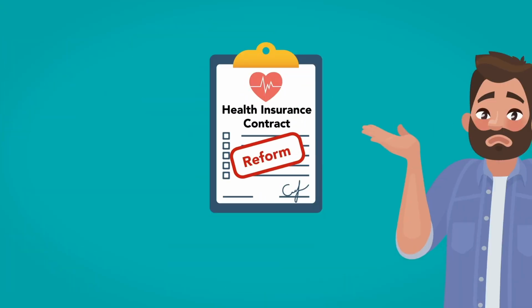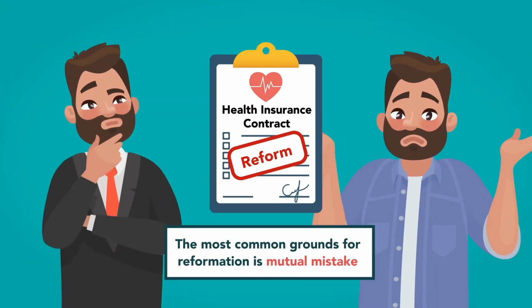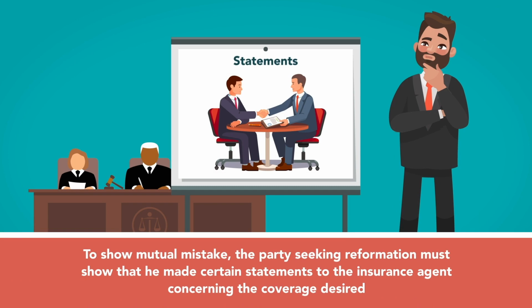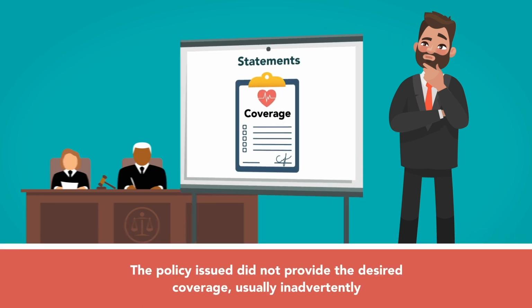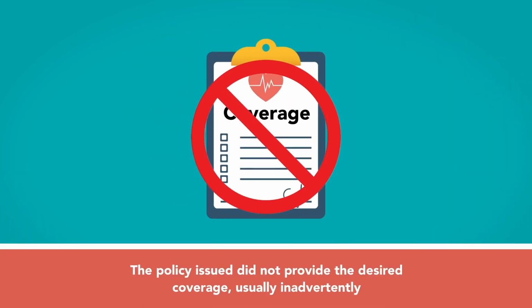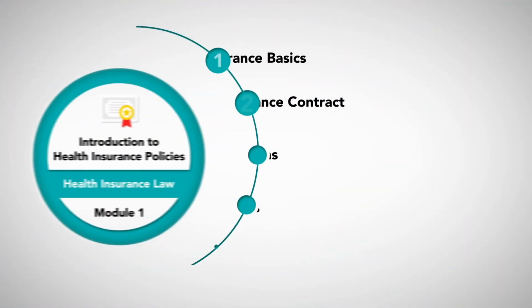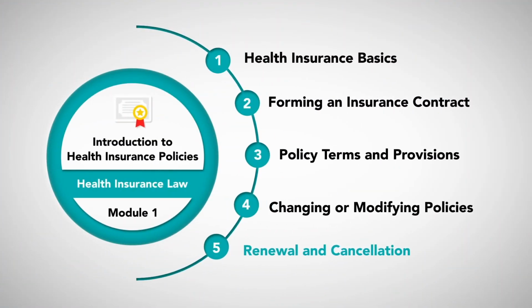The most common ground for reformation is mutual mistake. To show mutual mistake, the party seeking reformation must show that he made certain statements to the insurance agent concerning the coverage desired, but the policy issued did not provide the desired coverage, usually inadvertently. Renewal and cancellation.